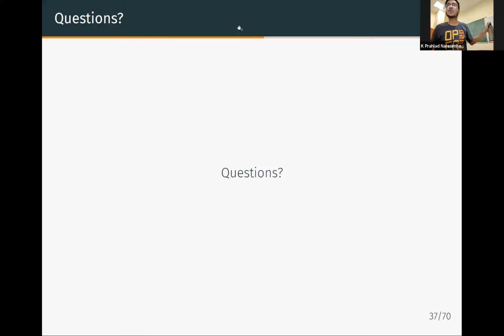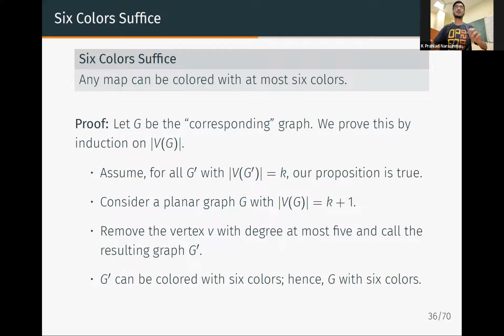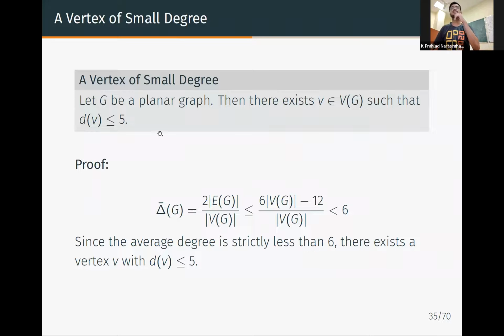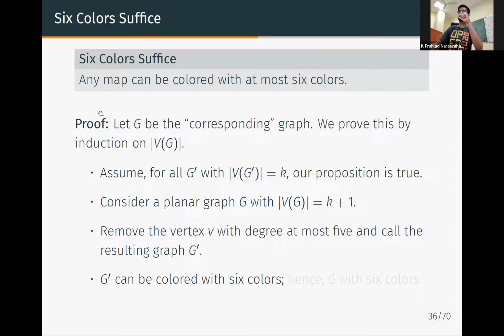Oh, okay. So what is the vertex with 6 neighbors? Just a second. Look at this. What does it say? It says that there exists a vertex with degree at most 5, right? So the number of neighbors that V has, the thing that I'm removing, is at most 5. So its neighbors are colored with at most 5 colors. Therefore, I can use the 6th color to color the vertex. Hopefully that answers your question.